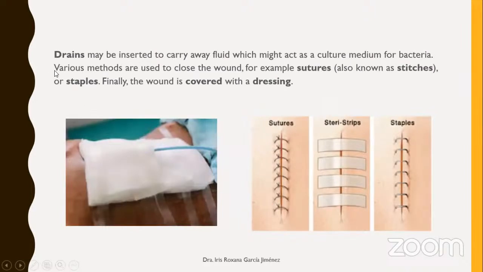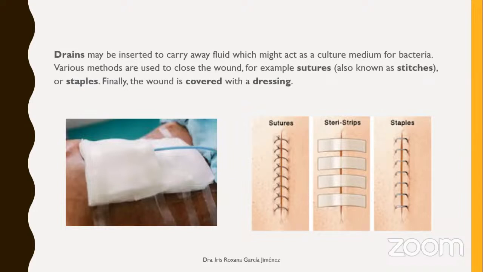Let's see these details. We have drains. The drains are these tubes that go into the wound, into the body. Drains may be inserted to carry away fluid, which might act as a culture medium for bacteria. All drains are placed during the surgical procedure, of course at the end, in order to take out liquids, for avoiding those cultures, for avoiding bacteria growing.